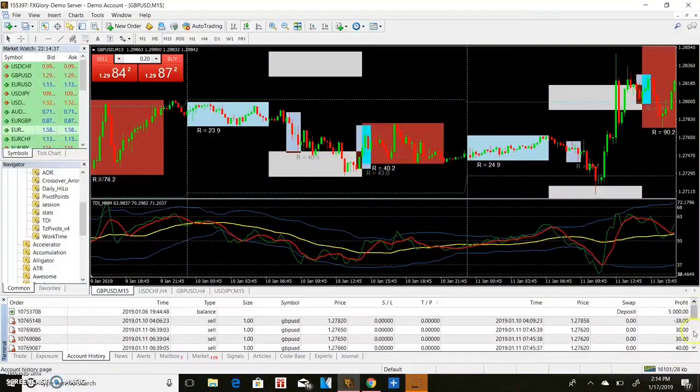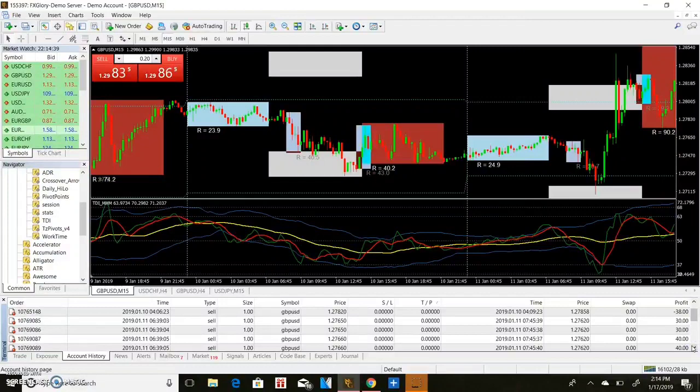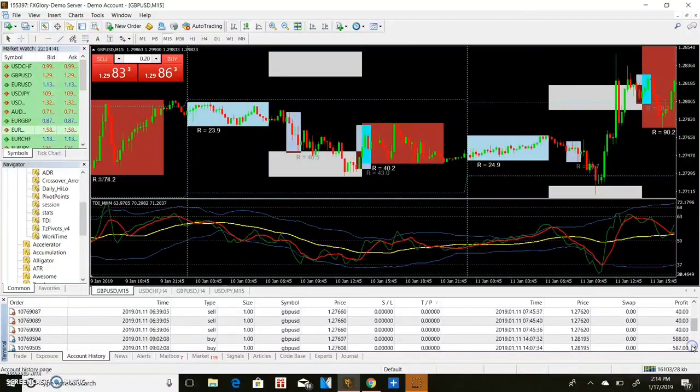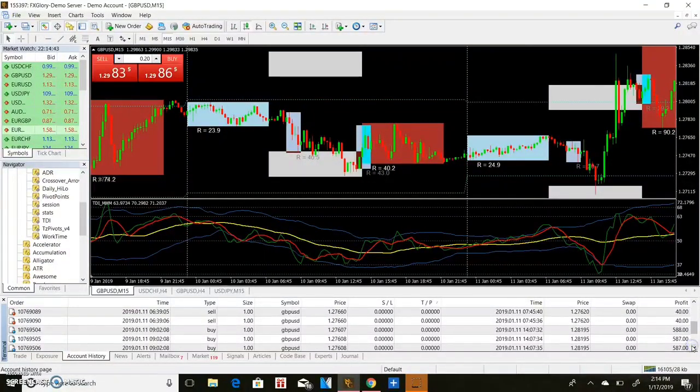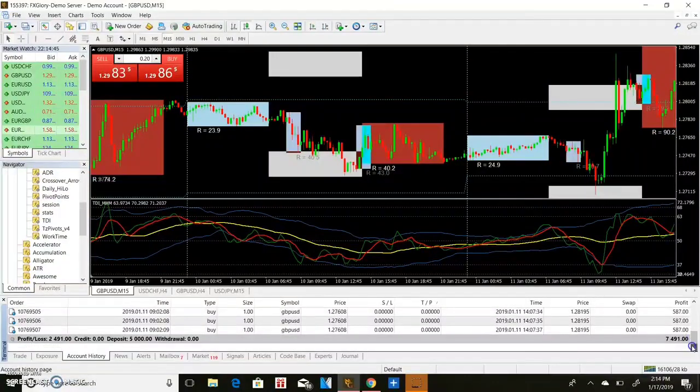Oh, wait. Let me come down. Then 140, 140, 140. Then I won 588, 587, 587, 587. Now the account is at 7,491, y'all. So this is just a demo, but I'm going to trade some real live stuff for y'all and let y'all see. But I made $2,000 as y'all can see right there. But other than that, that's the basics.